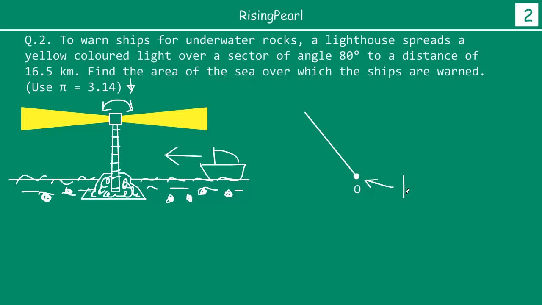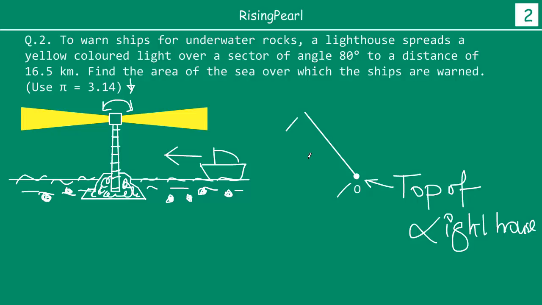Top of the lighthouse, then what we notice is that this is how far the light ray is being sent from the lighthouse into the sea. This is 16.5 kilometers. That is how far the ray of light is going into the seawater, right? And then it is swinging at an angle. It is actually going from one side to another side at an angle of 80 degrees.